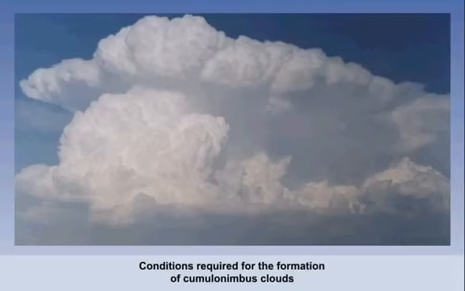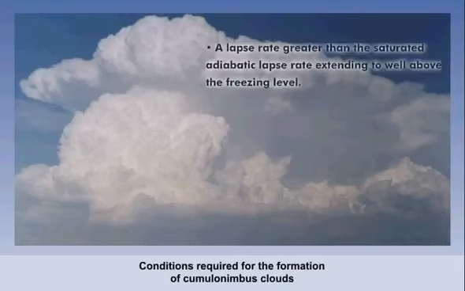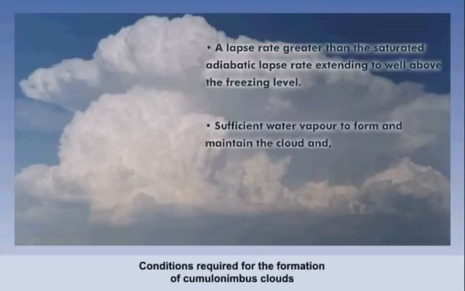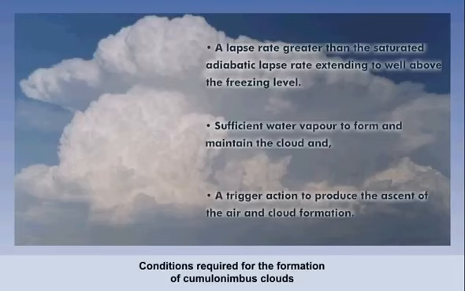Well-developed cumulonimbus clouds are required for thunderstorms, but the occurrence of a thunderstorm is most likely when the following criteria are met: a lapse rate greater than the saturated adiabatic lapse rate extending to well above the freezing level, sufficient water vapour to form and maintain the cloud, and a trigger action to produce the ascent of the air and cloud formation.